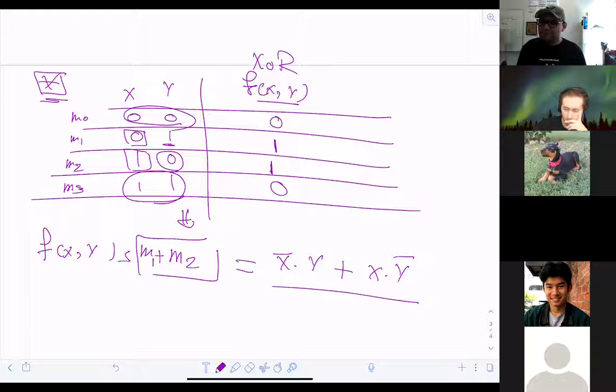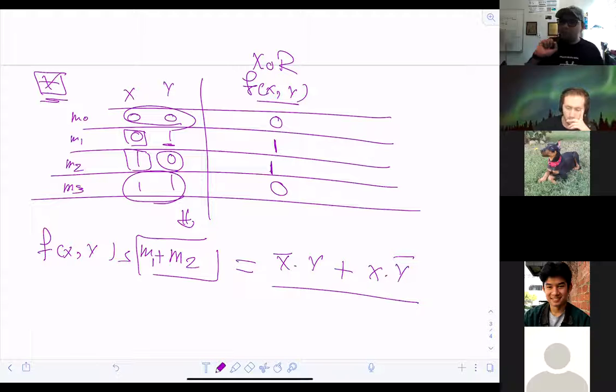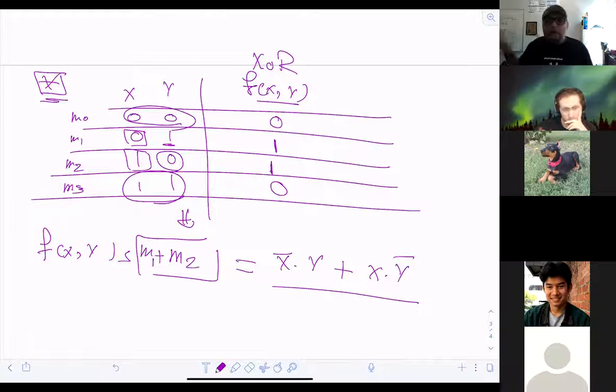That makes sense? So, the definition will help you. XOR is a function looking for the odd number of ones. If you find an odd number of ones per state, the output is one. If you find it even, the output is what? Zero.